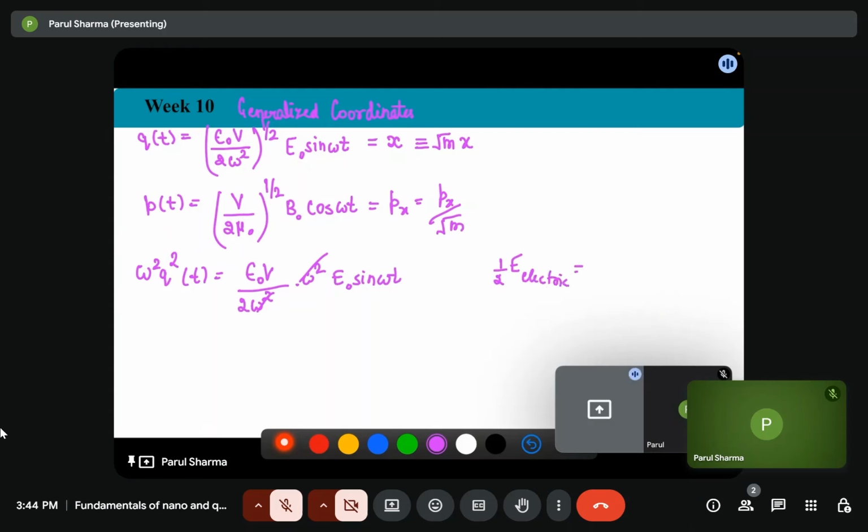So the electric half is epsilon naught E naught sin omega t by 2. Similarly, P squared equals E naught by 2, half is the magnetic energy, which equals half omega squared Q squared plus P squared.